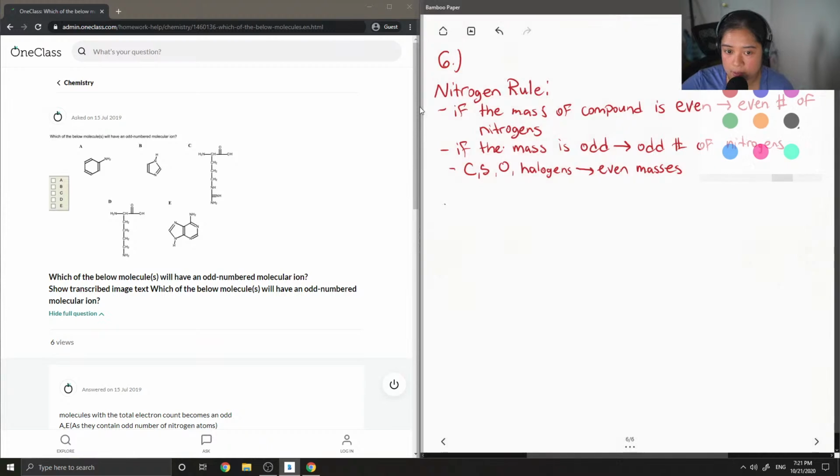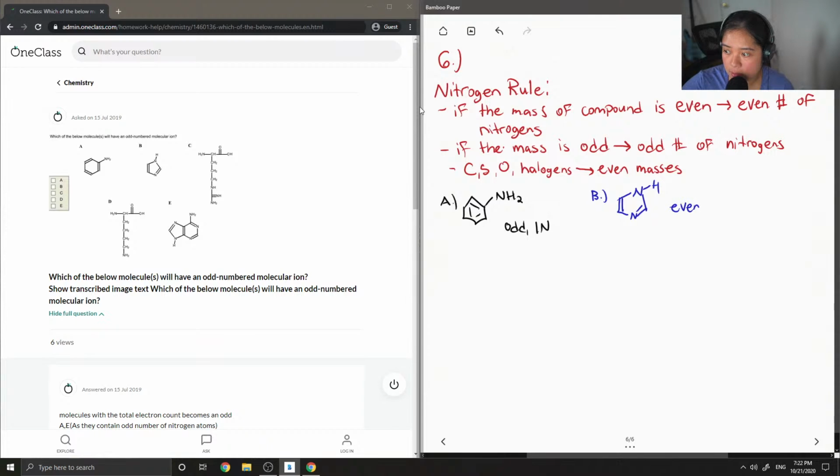Let's look at our different options. So for A, we have this benzene ring, and then NH2. So therefore this is odd, since there's one nitrogen. Then let's look at B. We have this kind of 5-membered ring. So this will be even, since there are 2 nitrogens in the compound.